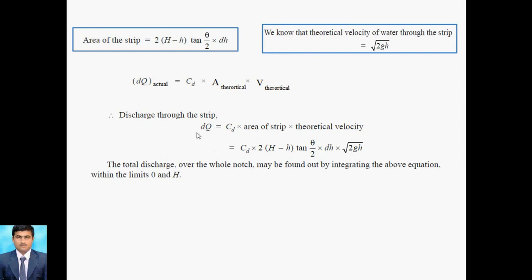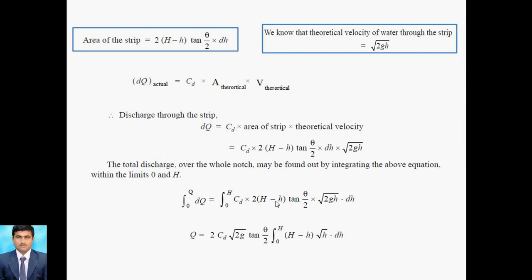So we put this value over here, and then we can find the total discharge over this notch, because here we considered a strip. Now we go for the whole area, or whole volume, so we take the limits 0 to H, integrating dQ as CD into 2 into (H minus h) tan theta by 2 into root 2gh dh. Instead of dQ, we write Q. CD is constant, 2 is also constant, tan theta is also constant, root 2g is constant.